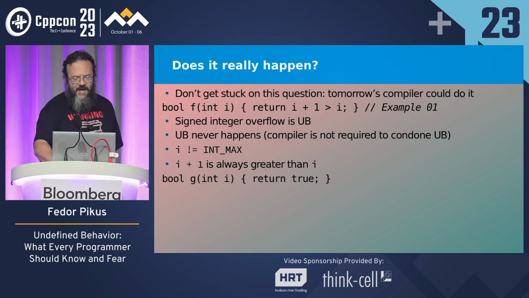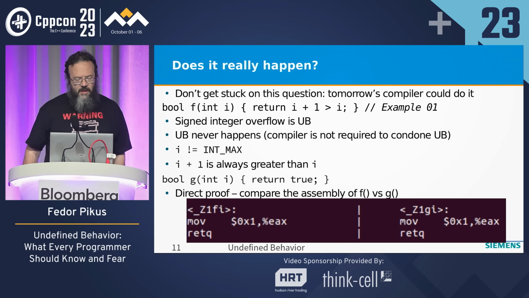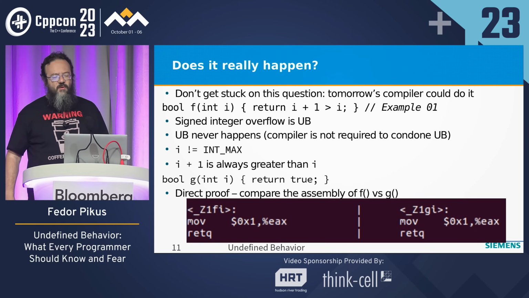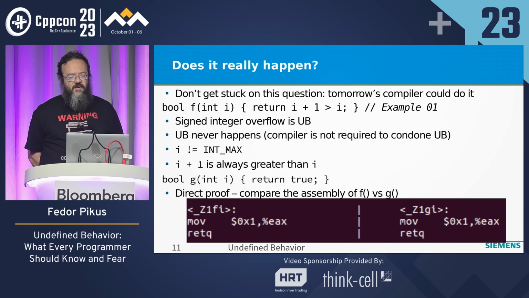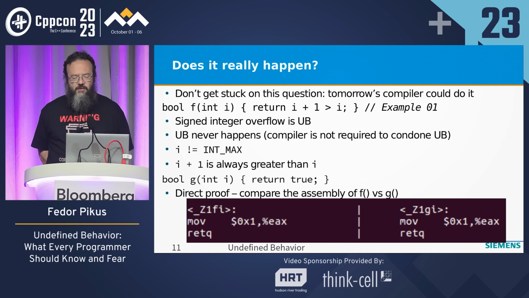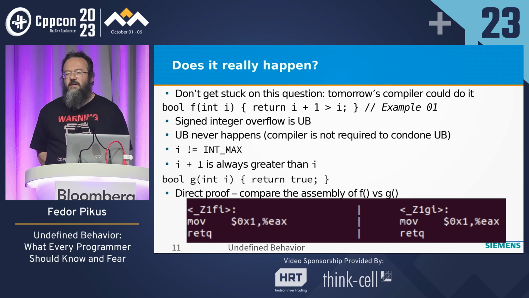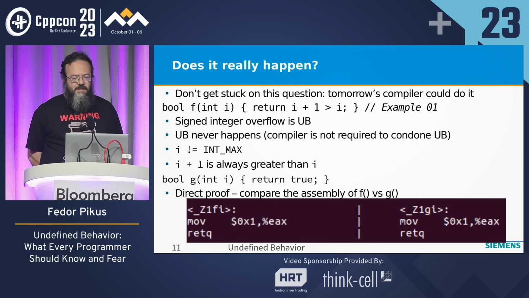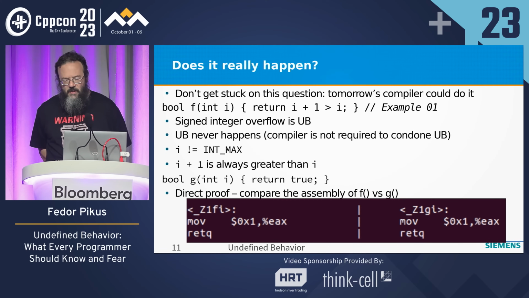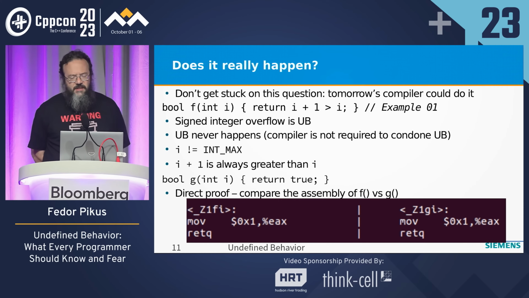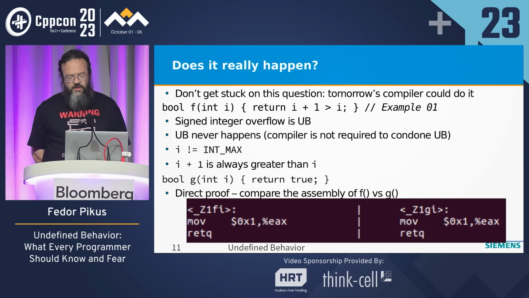Do the compilers do that? Let's find out. We can do it by direct proof. We can compare the assembly generated by the compiler from the function f, which is i plus 1 greater than i, or function g, which is return true. Both GCC and Clang, with optimization turned on, produce the assembly on the bottom. You don't need to know how to read x86 assembly to see that they're exactly the same. And if you do know how to read x86 assembly, it's returning 1, which is true.